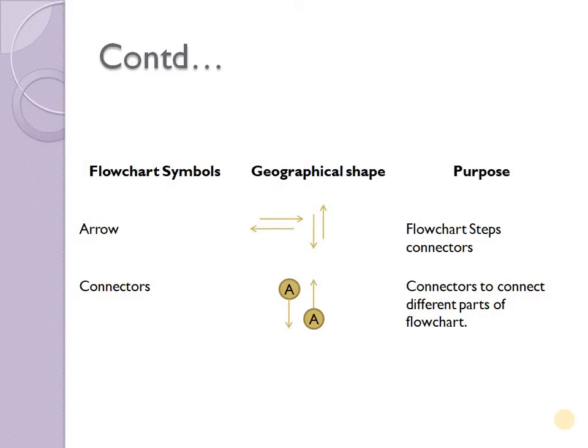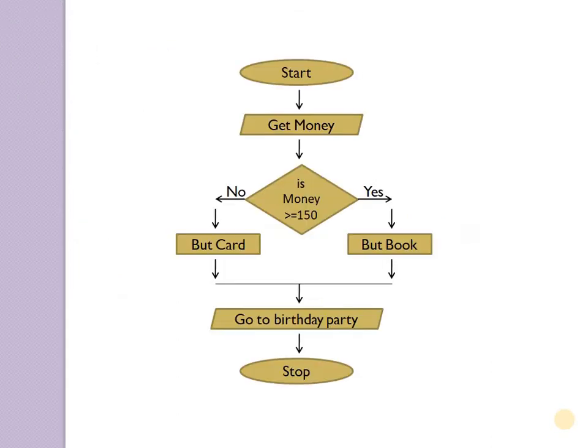Okay, so now here is one flowchart. This flowchart is about one problem. What is the problem? The problem is that you have to go to a birthday party, and depending on the money, that is, the pocket money, you will decide the gift, and after buying that gift you will go to the party. So suppose you are the candidate. First of all, we have to start.